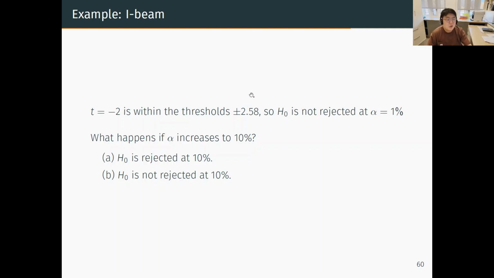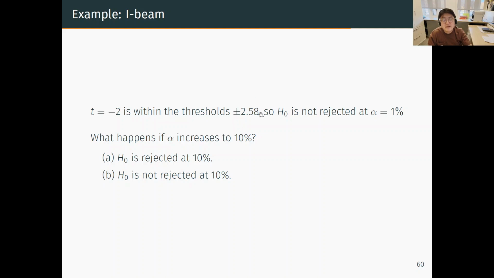Now, let's think about this. What happens if you increase alpha to 10%? So think about it. Everything, the data are the same, but I just increased the alpha. Okay. When you change alpha, remember t-statistic does not change. T-statistic is not affected by the alpha significance level, but the thresholds are affected.